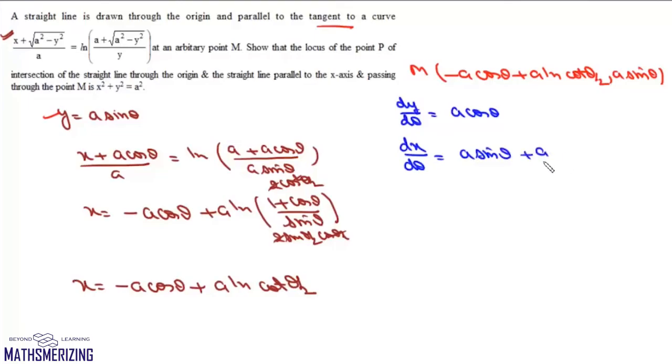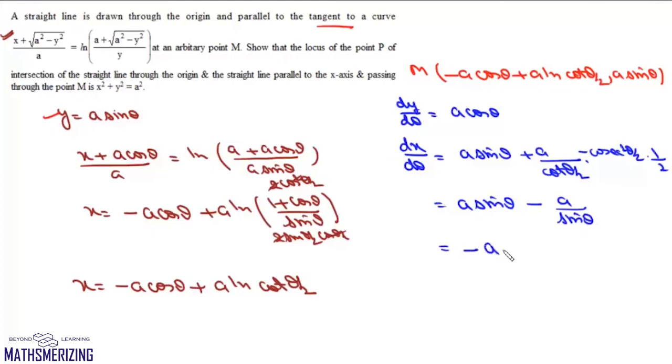a, and this is cot theta by 2, and cosec square theta by 2 into 1 by 2, which is a sin theta, and this is minus a. Now this is 2 sin theta by 2 cos theta by 2, which is sin theta. We can write this as minus a cos square theta upon sin theta.